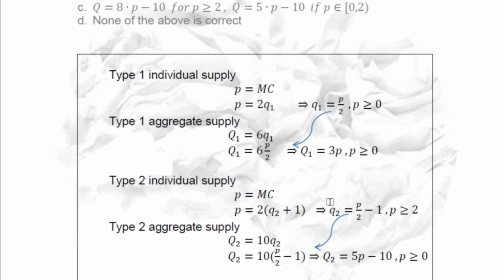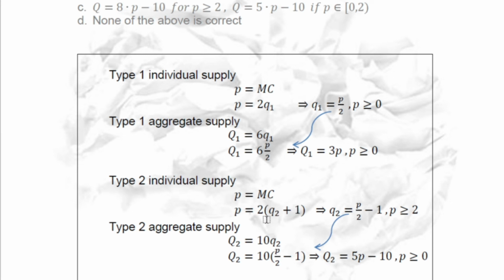There are 10 identical firms with this individual supply function. Then Q2 is 10 times the small q2. So 10 times this function, if I calculate it, is 5p minus 10 for prices over 2. Here's a little mistake. Then we need to aggregate. The aggregate supply now.